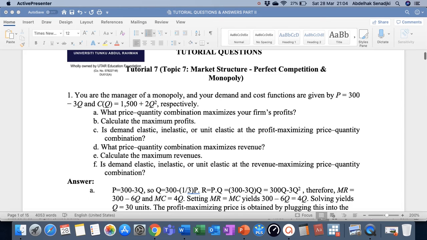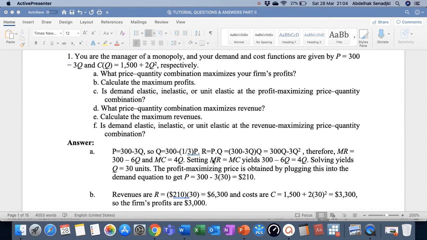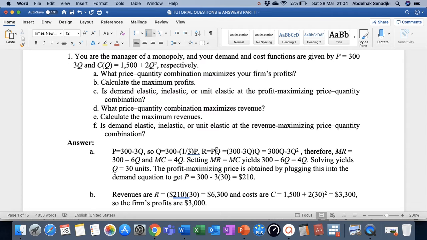Since revenue equal to P times quantity, therefore P is 300 minus 3Q, times quantity. So therefore R equal to 300Q minus 3Q times Q, so Q square. Therefore, we want to have the marginal revenue here. We differentiate this equation with respect to the quantity.